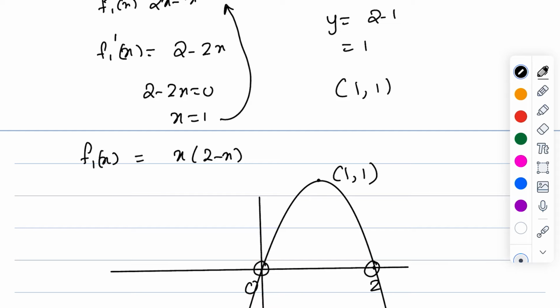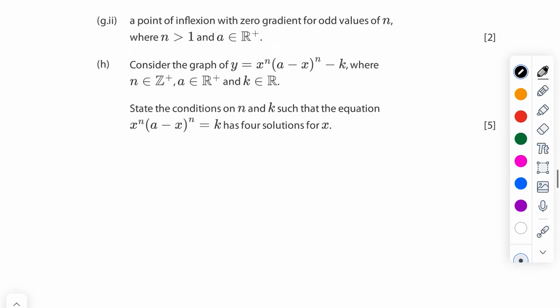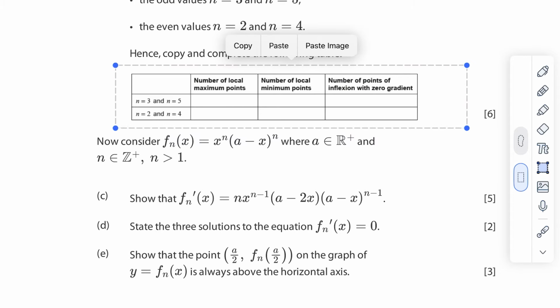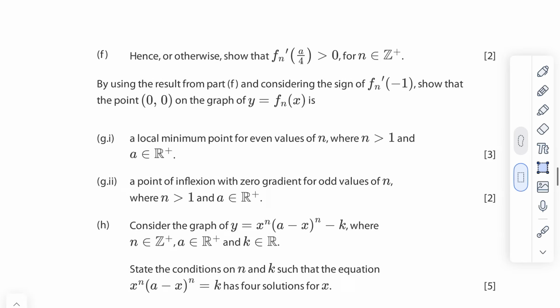Then, use the graphing display calculator to explore the graph for odd values of n and even values of n. Hence copy and complete the following table. When you do what it says, you can do it by graphing calculator. I'm directly writing the answer over here. So I copy the table over there.